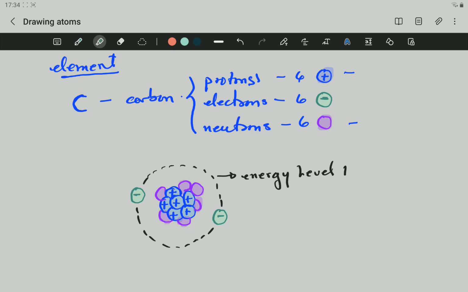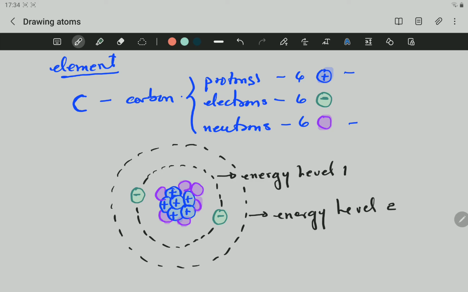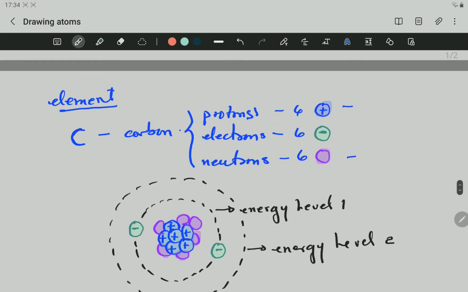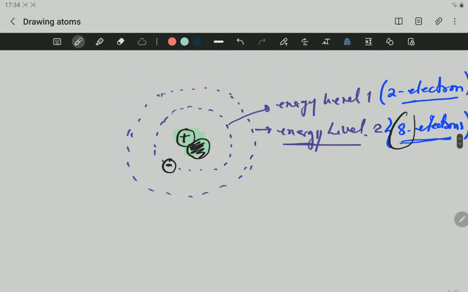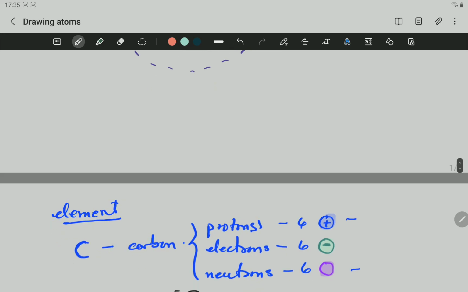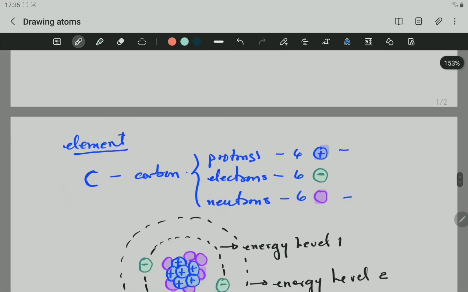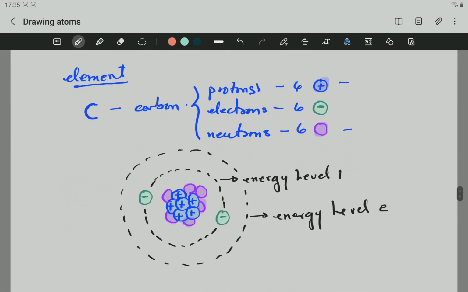So we are going to draw another energy level. Here you can see energy level 2. Now remember, in energy levels 2, 3, and 4, you can place up to 8 electrons. All right. However, we don't have 8 electrons. We have only 4 electrons left. There were a total of 6. We placed 2, so we have 4 left, and those I'm going to place all in energy level 2. And they are my 4 electrons. So now I have the atom completely drawn.